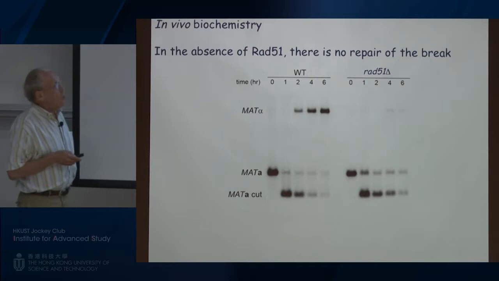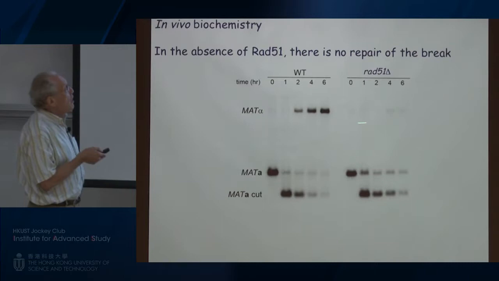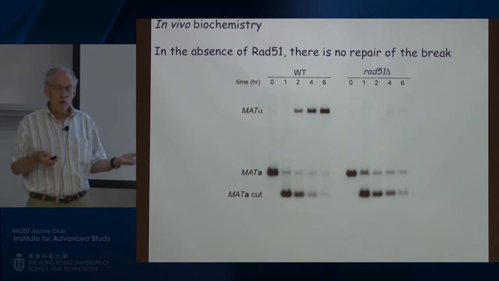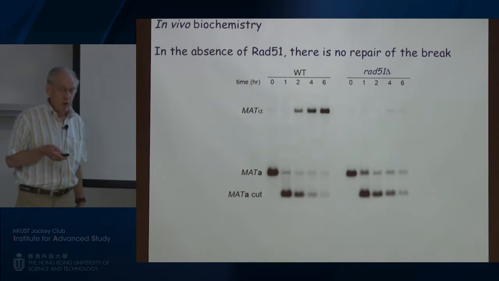Okay. We got better at doing these gels over time, and here's what happens if you knock out Rad51. There's basically no repair. You get the cut, but you don't see the repair, because the Rad51 protein, just as it was necessary for those vertebrate cells that I showed you, is necessary here for yeast cells to do this repair.